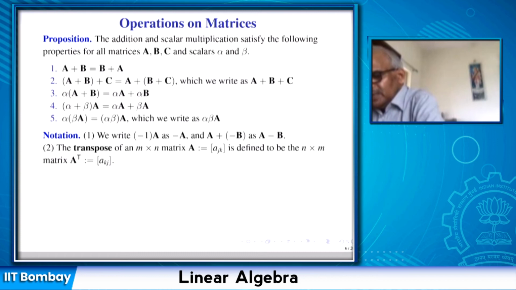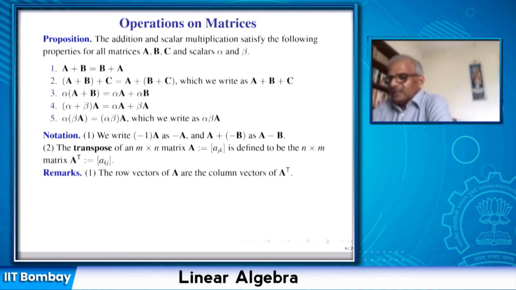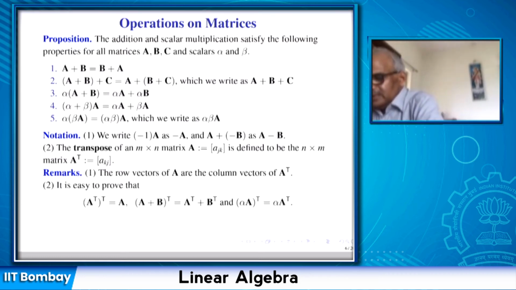Second row of A becomes the second column of A transpose. Similarly, first column of A becomes the first row of A transpose, second column of A becomes the second row of A transpose, and so on. So that's the relation between A and A transpose. Row vectors of A become column vectors of A transpose, right?